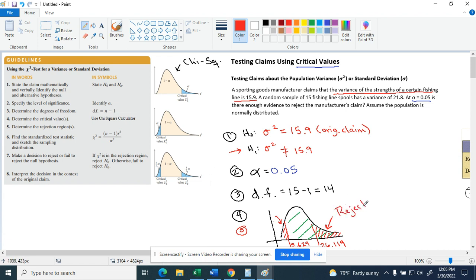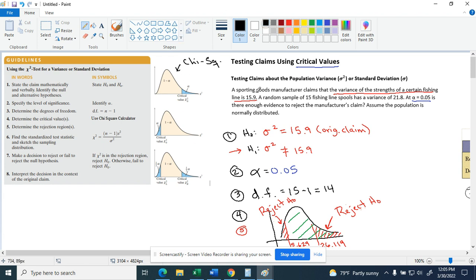reject H0. Okay, and that's what step number 5 is all about. Okay, so you're going to label the tails that you shaded in red. We're going to label it as reject H0. All right, so that's all what you have to do.